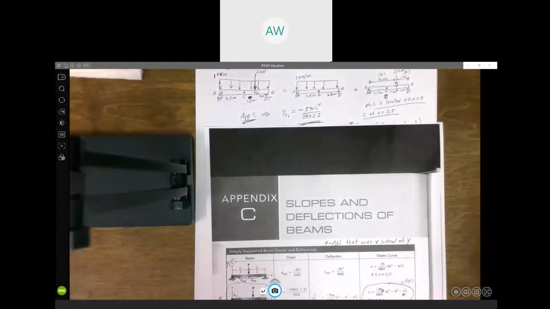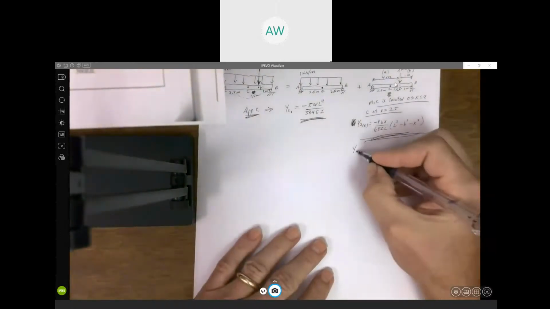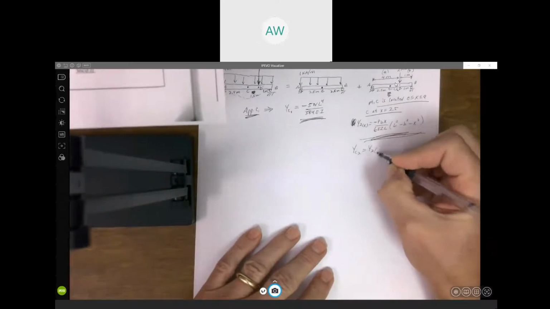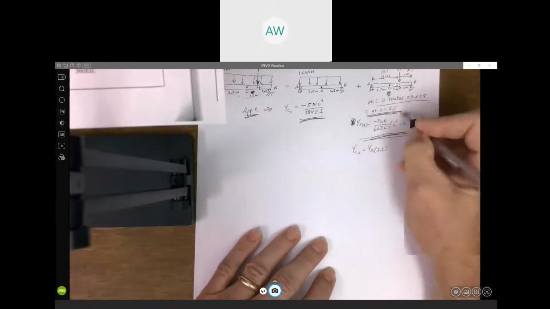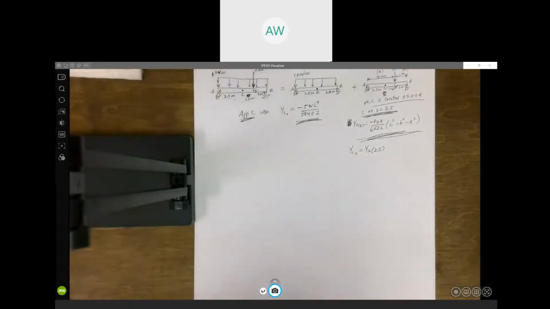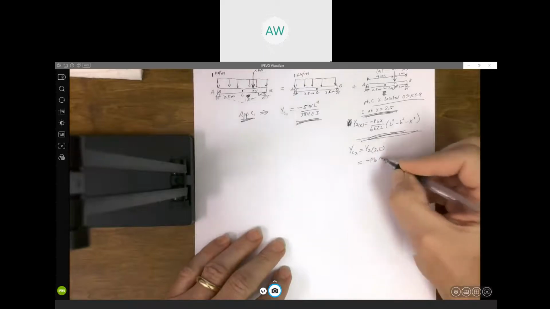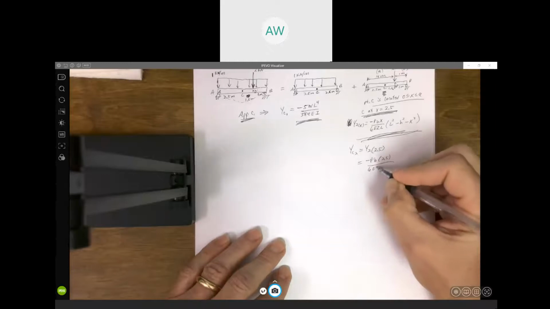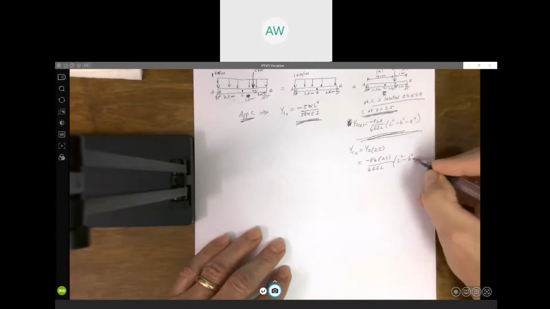All right, so that's where I got this formula here. And what we need to find, I'm going to move the table out of the way. YC2 is going to be when x is 2.5. So we need to plug 2.5 in here. So we'll get minus PB times 2.5 over 6EIL times L squared minus B squared minus 2.5 squared.